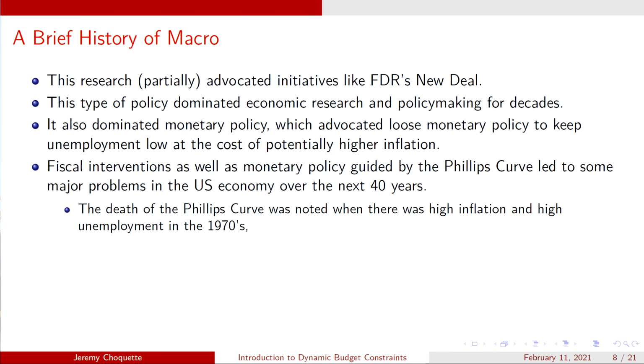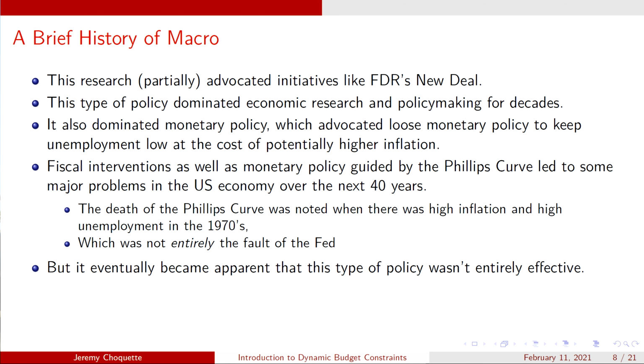It wasn't exactly all rosy. What's oftentimes referred to as the death of the Phillips curve was noted when there was high inflation and high unemployment in the 1970s, known as stagflation. And I've got to say, it wasn't entirely the fault of the Fed. There were negative supply shocks that happened. There was an oil price shock that occurred in the 70s. So it's not like it was all the Fed's fault. The Fed didn't really cause that oil shock.